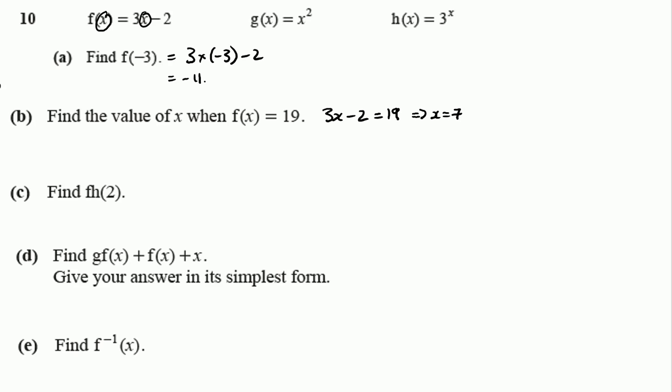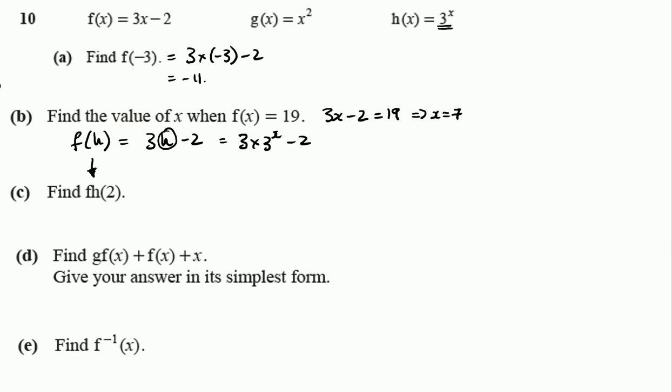Now I'm asked to find fh(2). Now fh is the function we get when we compose together the f function and the h function. This is best thought of as f of h. f of h is 3h minus 2. But h is actually 3 to the power of x. So that is 3 times 3 to the power of x minus 2.